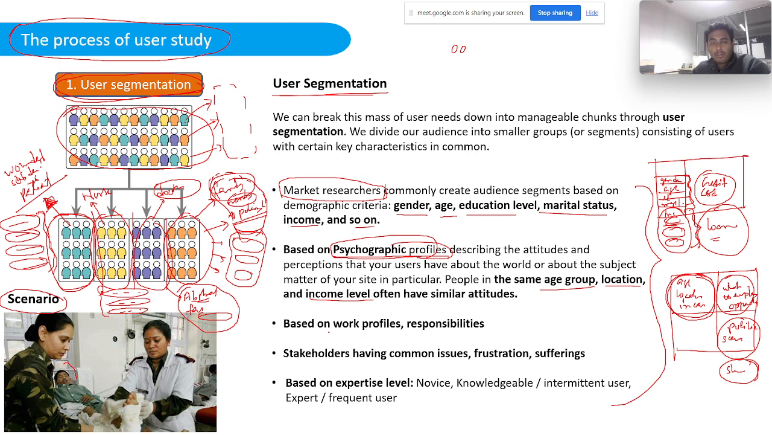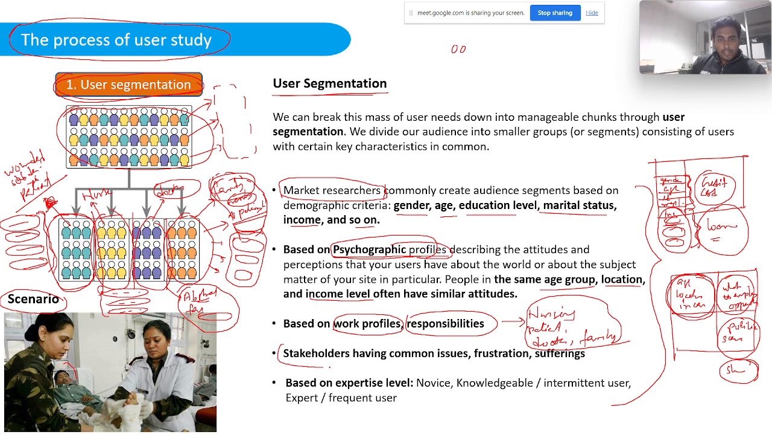Similarly, you can also break down or segment stakeholder profiles based on their work profiles as well as responsibilities. For example, in this particular scenario, we are breaking down user profiles into nursing, patient, then doctors, then family members. These are based on their work profiles and responsibilities.